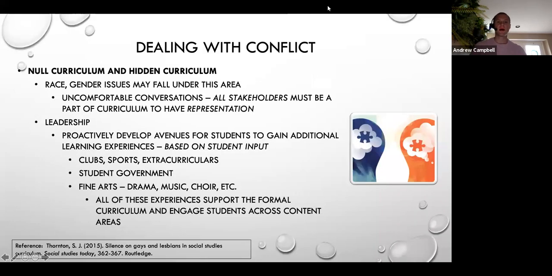So the final aspect that we are tasked with is how, as a leader, will we deal with conflict? Because it's inevitable. So one of the big things is anticipation of conflicts.